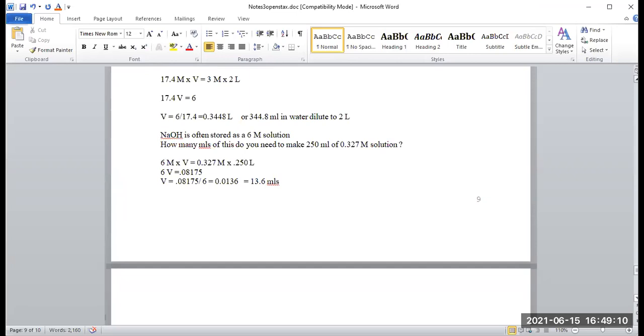Do your math, do your algebra, multiply the right-hand side together, divide by 6. If I left it in liters, it would be the 0.0136. If I solve for what it actually asks for there in the question, I need to move my decimal point and make it 13.6 milliliters. You're essentially multiplying by 1,000.